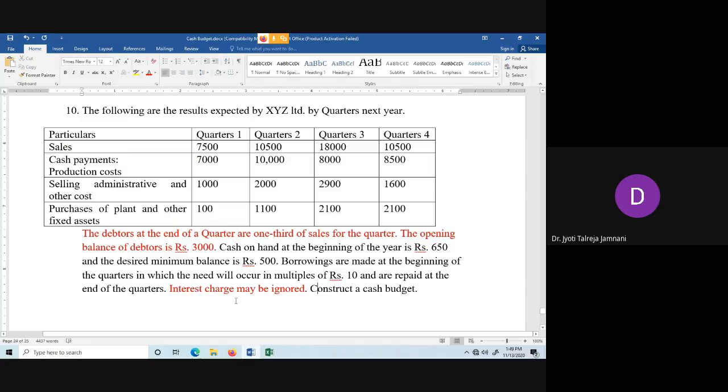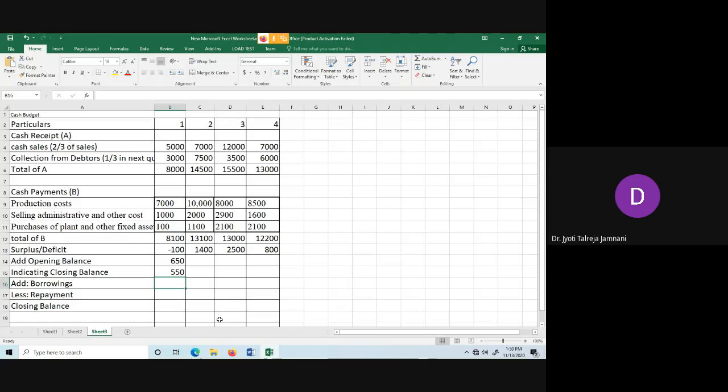And see here what they have said. The minimum balance should be 500. So we have more than the minimum balance amount. We have 550. So there is no need to borrow. And when we have not borrowed, there won't be any repayment. So the closing balance will be 550. This closing balance will become opening for the next quarter.